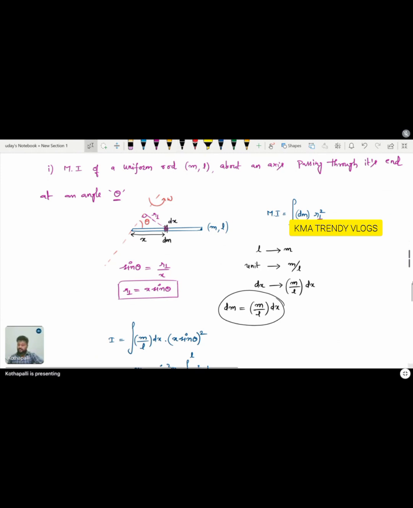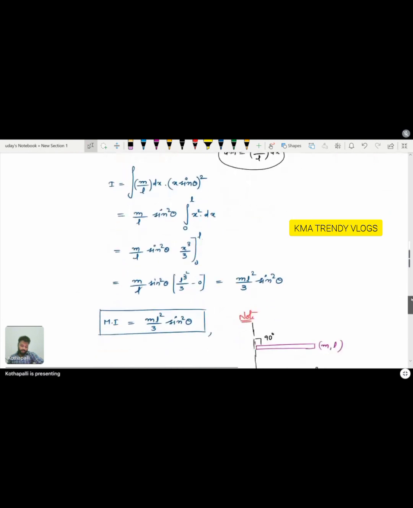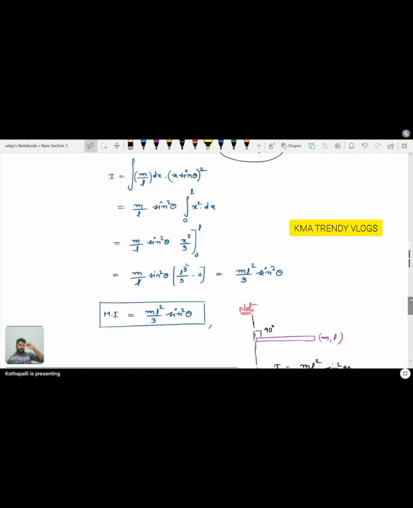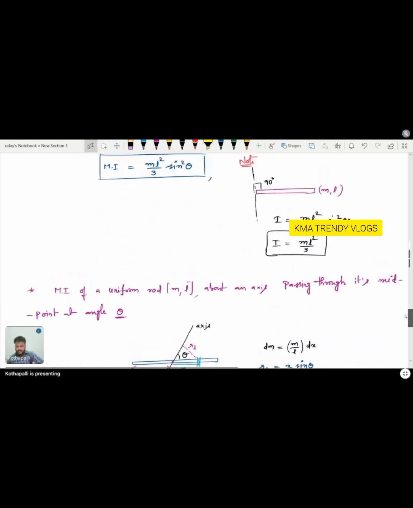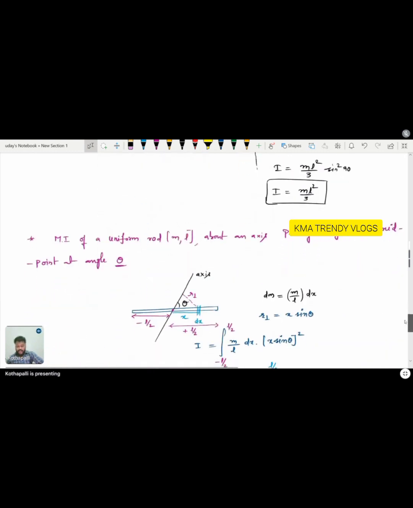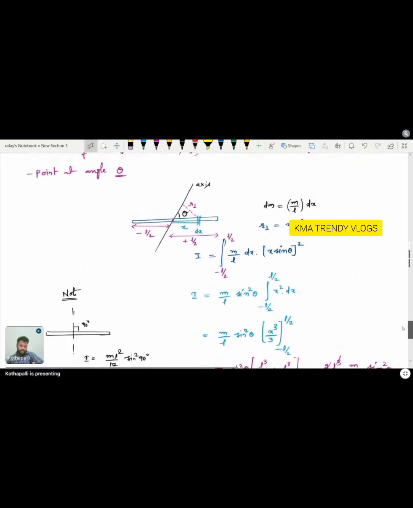Next condition. So the major difference between the axis passing through the end of the rod and the axis passing through the center of the rod is the limits. The limits in the end case are different from the limits in the center case. Nothing more than that. So the derivation part is not important for NEET students, but the final results of both cases are very important.